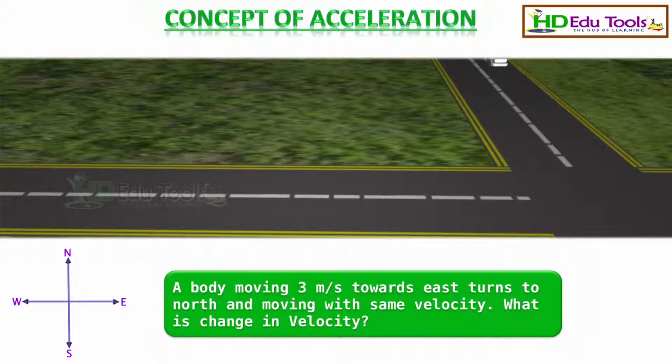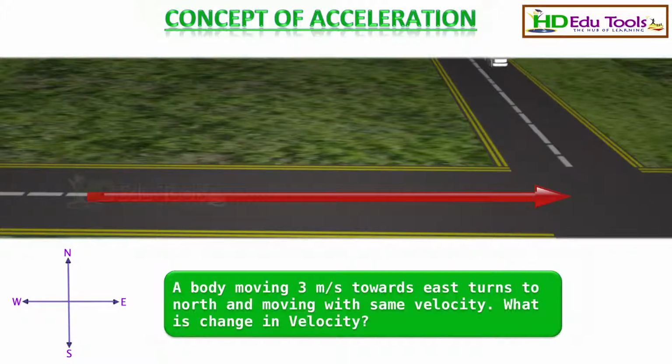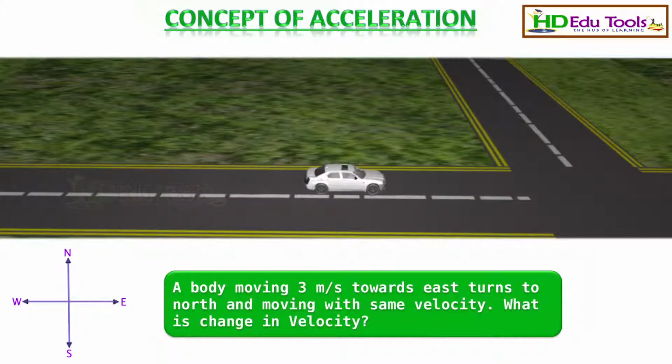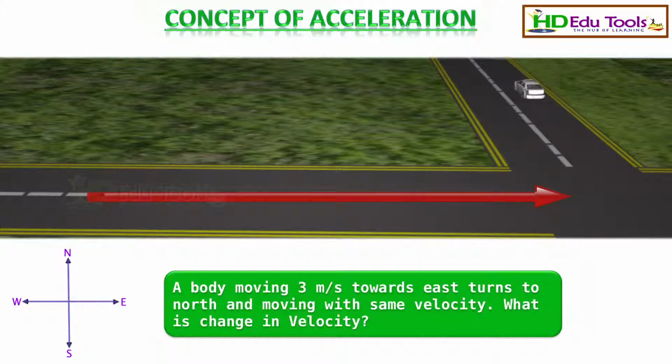Yes, in magnitude it is not changed, but its direction is changed. Initially it is moving towards east and it turns to north. Since velocity is a vector quantity, while discussing velocity, we have to consider the magnitude as well as the direction. Initially it is moving towards east, and now it changes to north. That means we can say the velocity direction is changed.